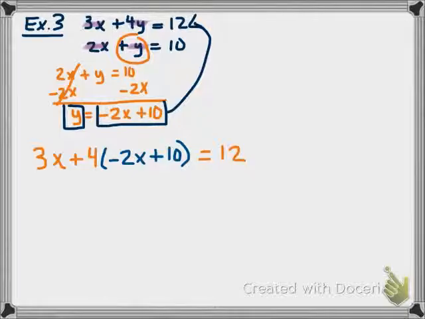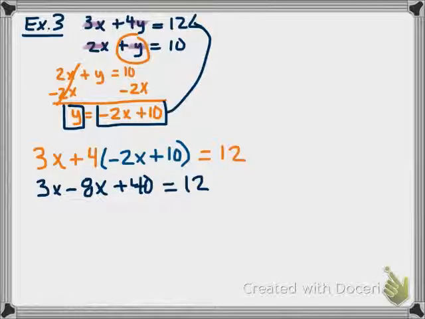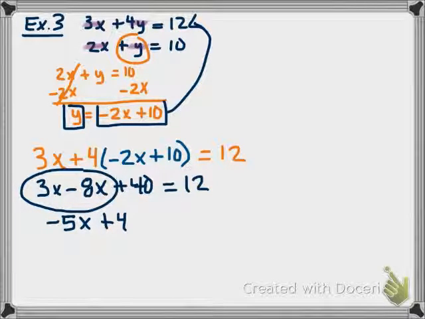Now from here, distribute the 4. So 4 times the negative 2x is negative 8x. 4 times 10 is 40. And that right there is equal to 12. Combine my x's, 3x minus 8x. We subtract those, so we get a negative 5x. Plus 40 is equal to 12. So I'm having to solve for x, so I would have to get rid of that 40 because it's a plus. I would have to subtract.